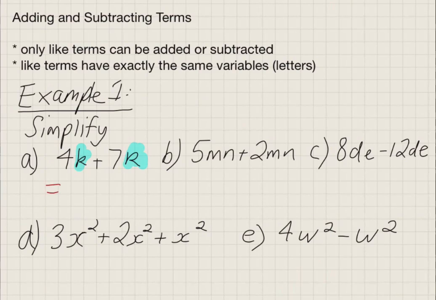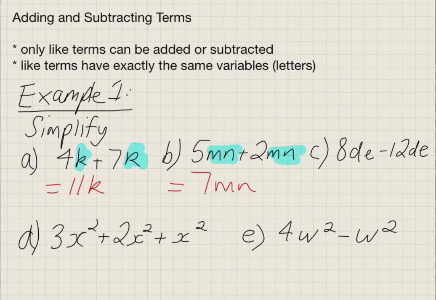We have 4 lots of K and we're adding on 7 lots of K. 4 plus 7 gives us 11 lots of K. In part B, we have mn and mn. The letters are exactly the same in both terms. 5 plus 2 gives 7mn.